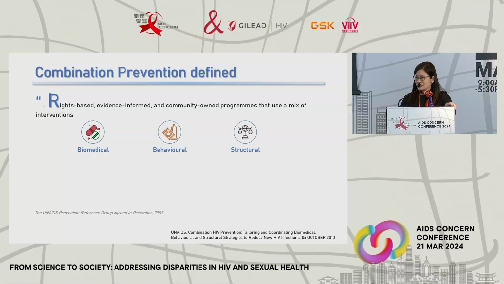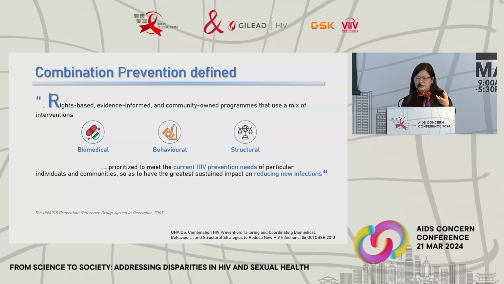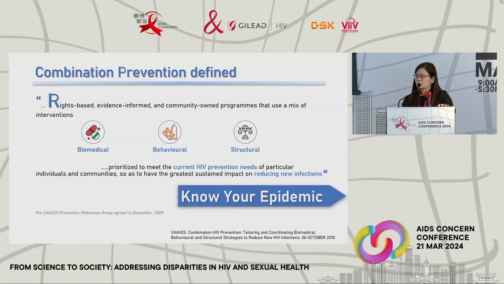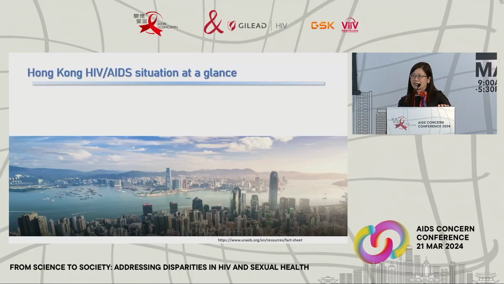Another keyword is prevention. This mixture of programs should achieve the greatest sustained impact in reducing new infections. However, to achieve the greatest impact, these interventions should be prioritized to meet the current HIV prevention needs, tailored for particular individuals and communities. That means one should know your epidemic. So what is our epidemic?